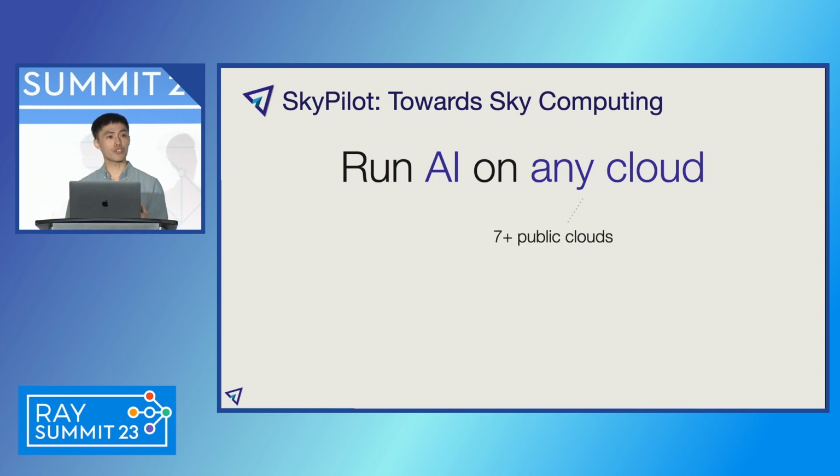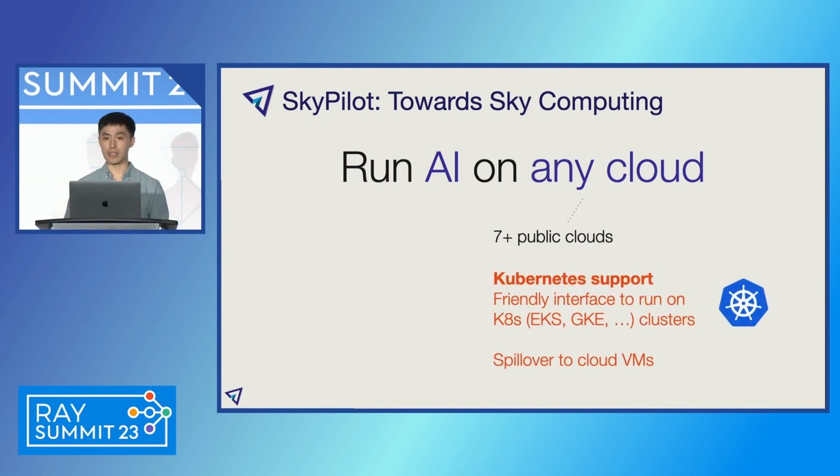In terms of the location SkyPilot can run on, currently we support some hyperscalers and some AI clouds. Starting with this release, 0.4, we now support Kubernetes. What this means is that users can use the same friendly interface to submit jobs to both public clouds as well as their existing Kubernetes deployments. It also enables seamless spillover to cloud VMs. If your Kubernetes cluster is congested, we will do the spillover for the user. We are very excited about this, so if you have a Kubernetes workload, we would love to chat with you.